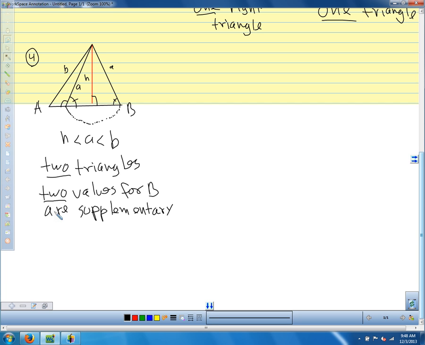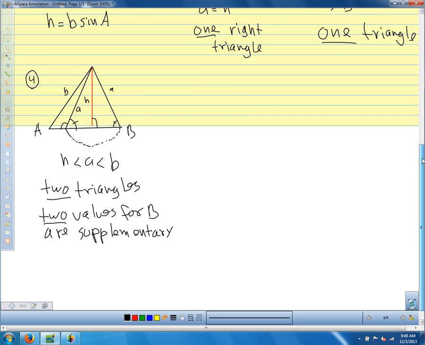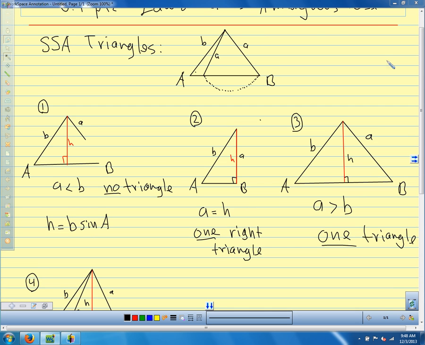So those are our four possibilities when we have an oblique triangle, an obtuse or an acute triangle, nothing larger than 90 degrees. With side-side-angle triangles, this only happens with side-side-angle triangles. The ambiguous case is only a possibility with side-side-angle triangles.